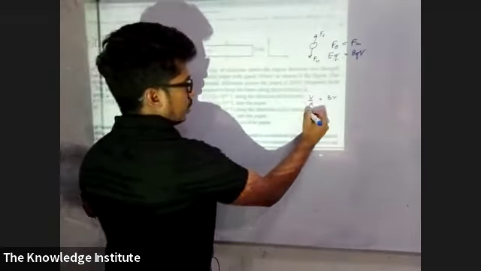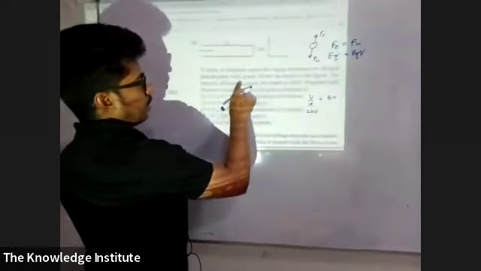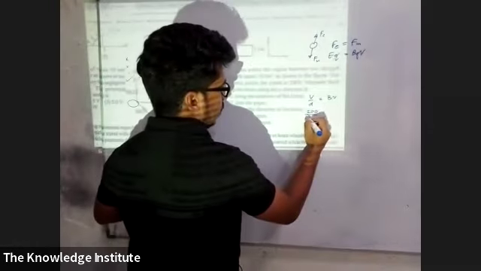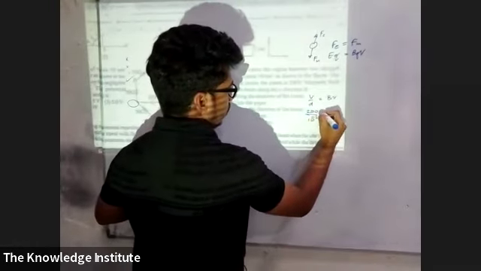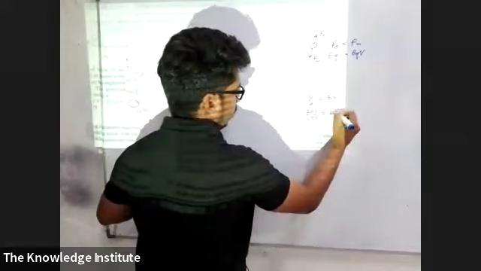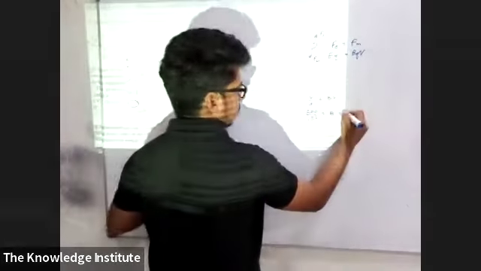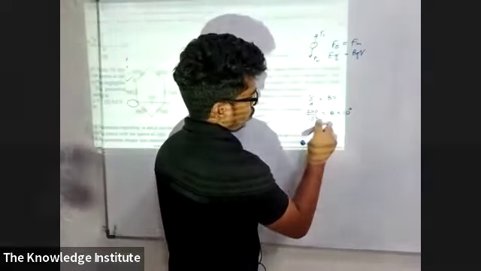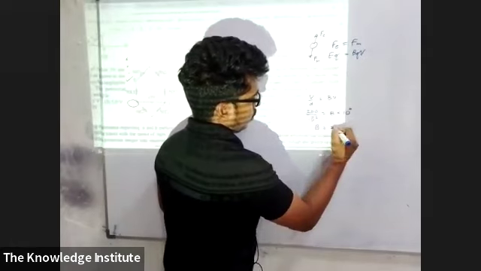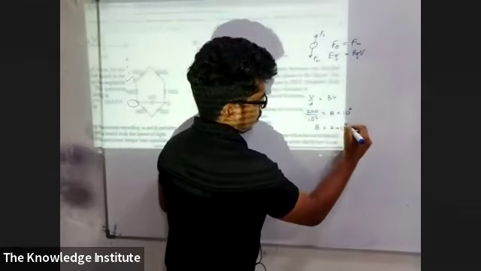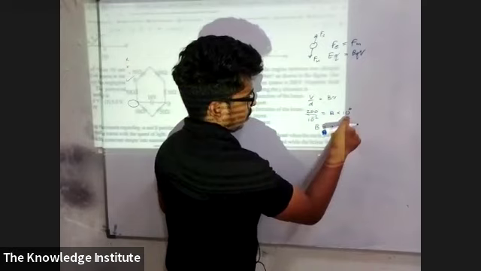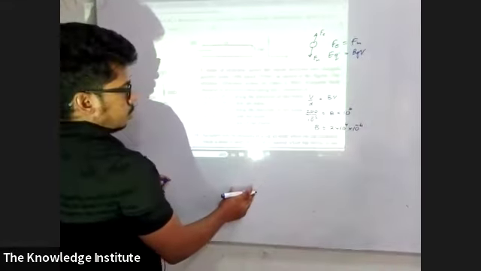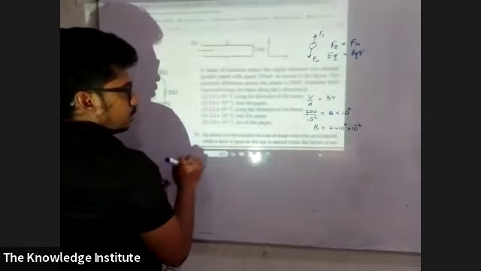The potential is 200, separated by 1 centimeter, 10 to the power minus 2, equals d, and v is 10 to the power 6. So B equals 2 into 10 to the power 4 into 10 to the power minus 6, so 2 into 10 to the power minus 2.